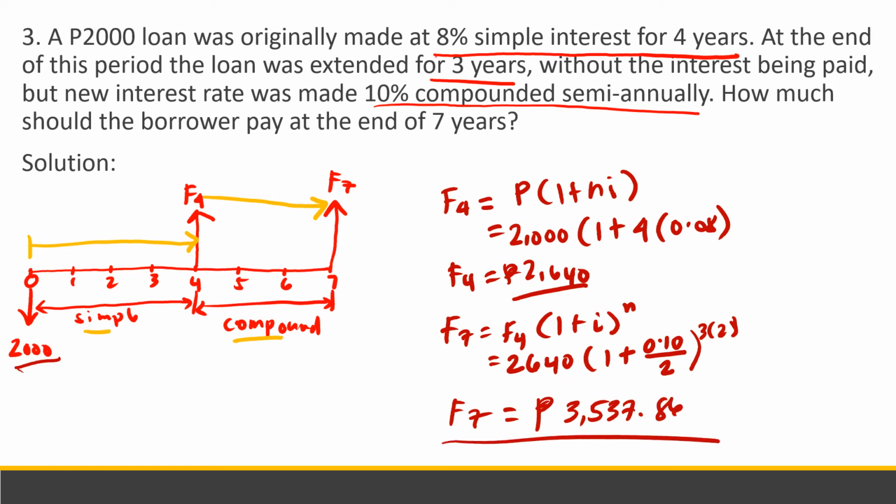So F7, or the future amount of 2,000 after 7 years, is 3,537.86. This is what he will pay after 7 years. So this is only a 2,000 loan. How much more if, for example, his loan was 2 million, and at year 7 he pays it all at once. So this is the amount he will pay. So again, you need to practice drawing the cash flow diagram because it will be your guide in solving the problem.